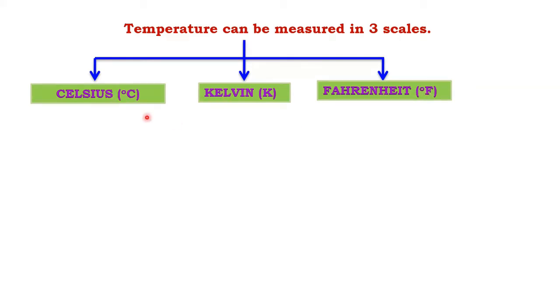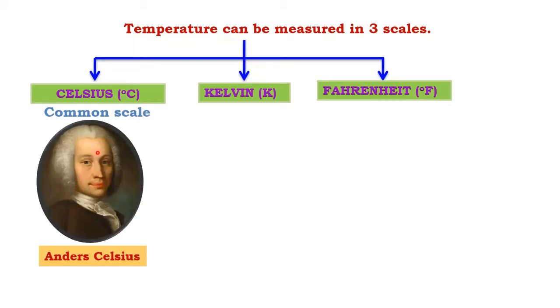Celsius is the most common scale that we use in our day-to-day life, like measuring the temperature of the atmosphere, or measuring the temperature of any solution inside a vessel in a chemistry lab, and so on, right? Degree Celsius was invented by a physicist whose name was Andreas Celsius. So the unit's name Celsius is after his name.